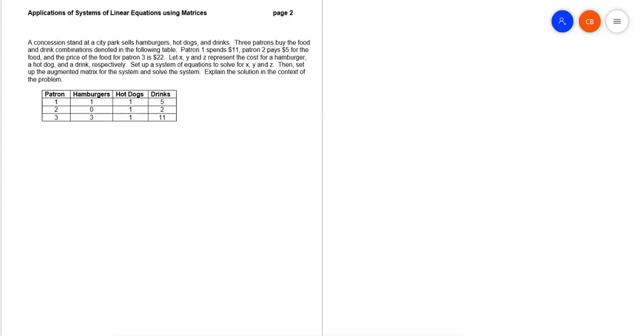So here, this problem has to do with a concession stand that sells hamburgers, hot dogs, and drinks. And we have 3 patrons. It's calling them here patron 1, 2, and 3. Patron 1 spends $11. Patron 2 spends $5 for the food. And the price of the food for patron 3 is $22.